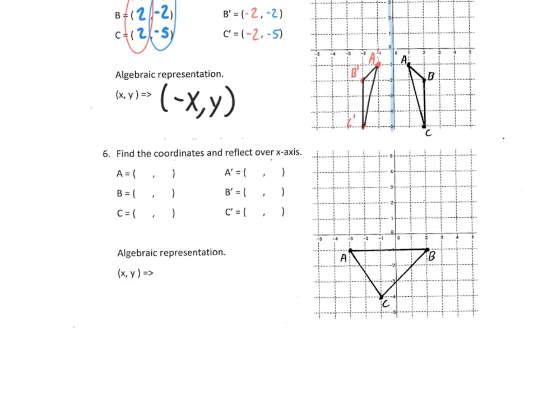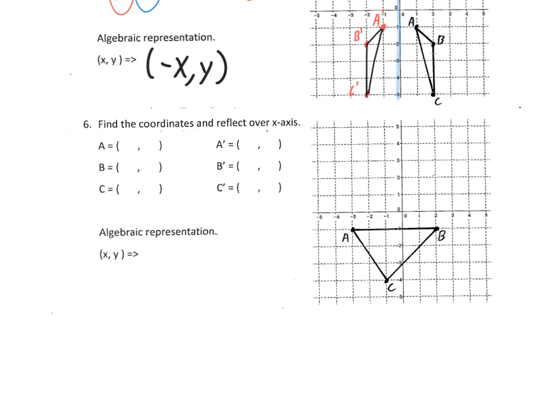And I'm going to do the same thing with this one because we're going to go over the x-axis this time. So my original points, A is at negative 3, negative 1. B is at positive 2, negative 1. C is at negative 1, negative 4. And our reflection over the x-axis, we already know that our algebraic representation, if we reflect over x, y changes. So x will stay the same, and y will change sign.